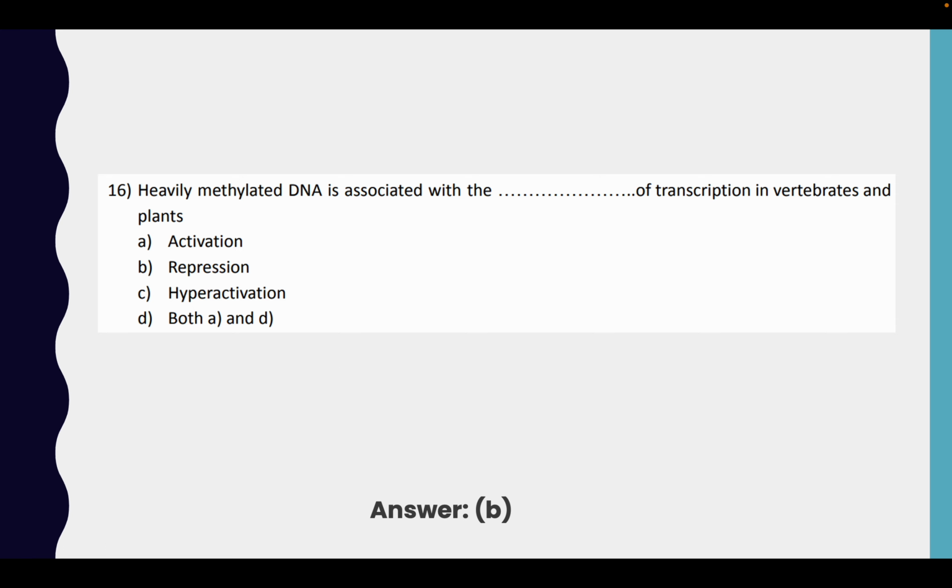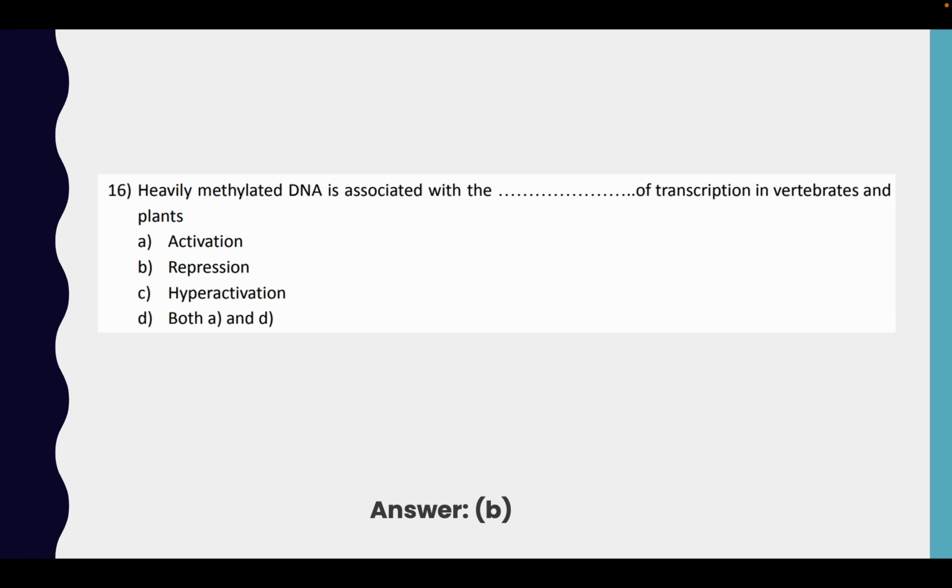Okay. Heavily methylated DNA is associated with repression of transcription, as DNA methylation is a process which involves silencing of genes by preventing transcription factors from accessing the DNA. Therefore, heavily methylated DNA is linked to repression of gene expression. When a gene region is heavily methylated, it is usually not transcribed. So how could it lead to activation? It will definitely be repression.